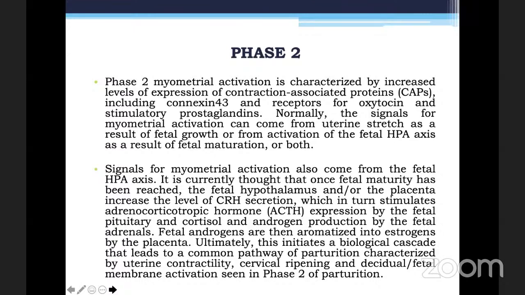It is currently thought that once fetal maturity has been reached, the fetal hypothalamus and the placenta increase the level of CRH secretion, which in turn stimulates ACTH expression by the fetal pituitary and cortisol and androgen production by the fetal adrenals. Fetal androgens are then aromatized into estrogens by the placenta. Ultimately, this would initiate a biological cascade that leads to a common pathway of parturition characterized by uterine contractility, cervical ripening, and decidual or fetal membrane activation seen in phase two of parturition.